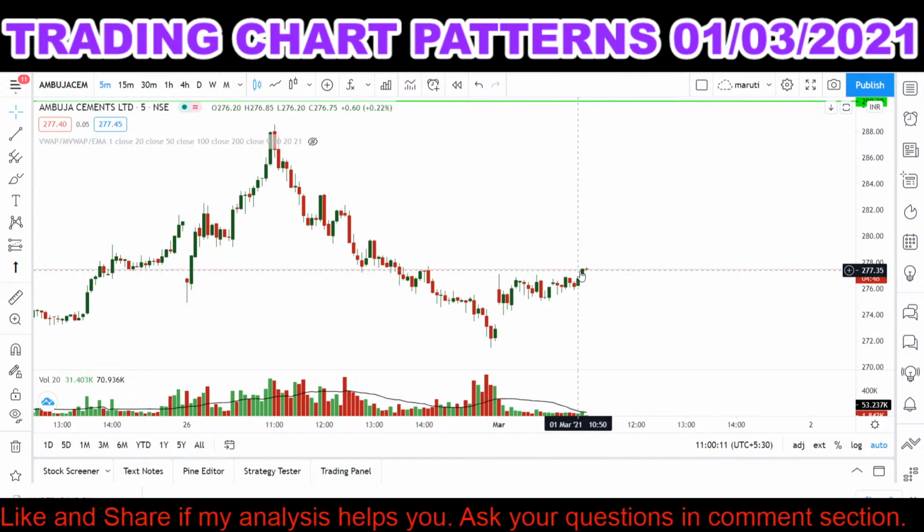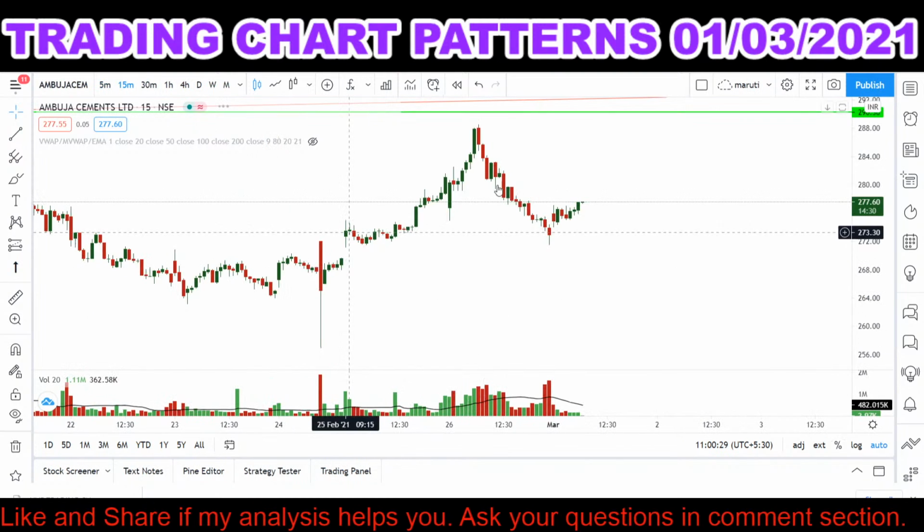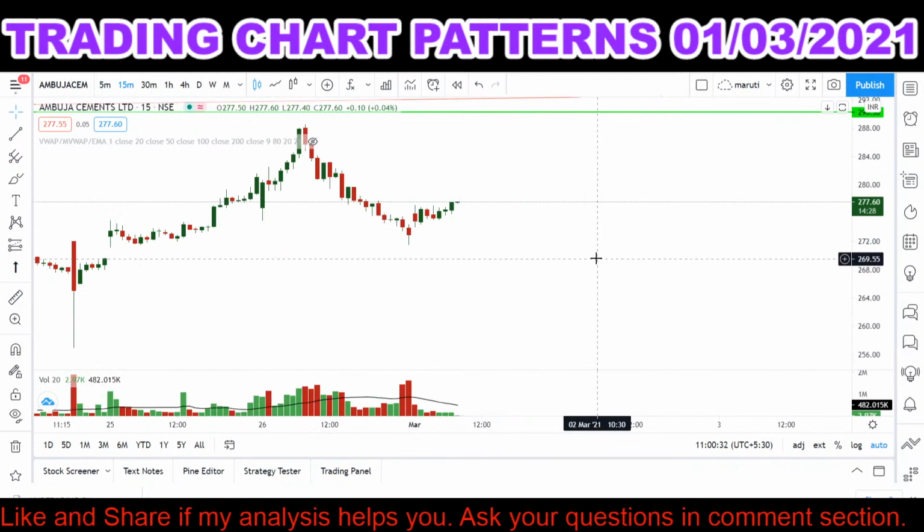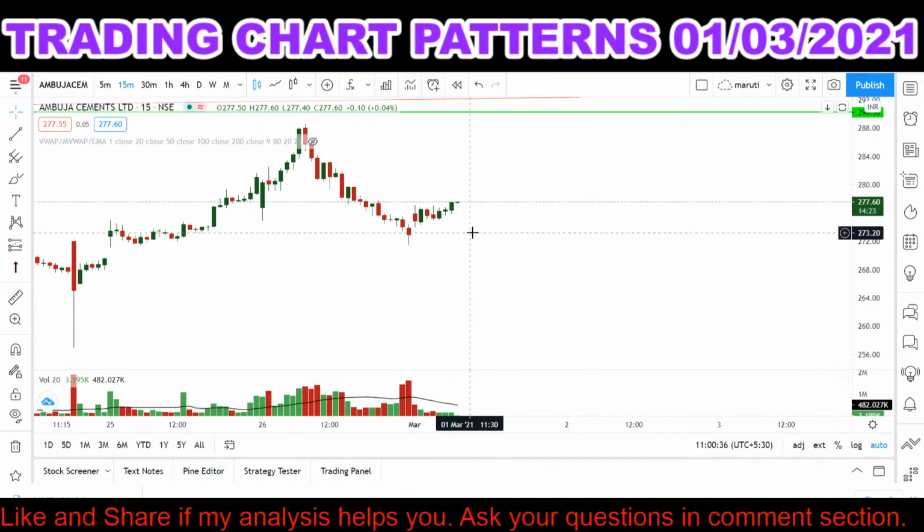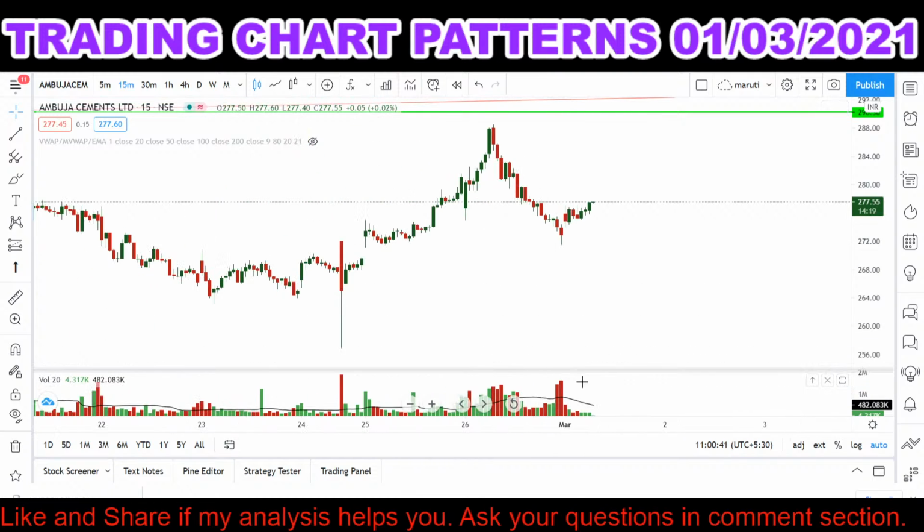If this 11 a.m. candle closes bullish, if this stock gives a bullish closing with a good amount of volume here, then only we will enter the buy side in Ambuja Cement with the stop loss of this 276 somewhat, I guess. And if volume is not high, unusual volume results in a high probable trade. But here there is no such sort of volume, so this is not a good trade.